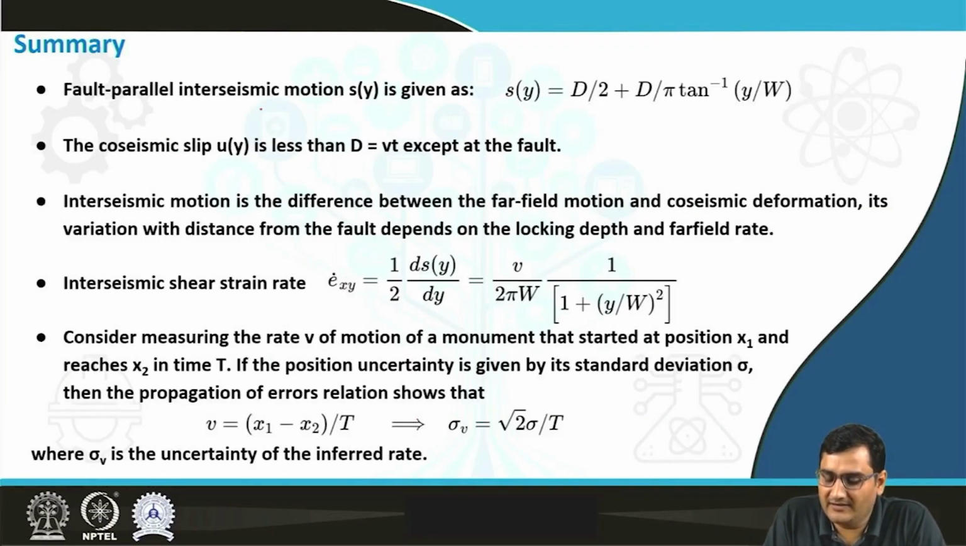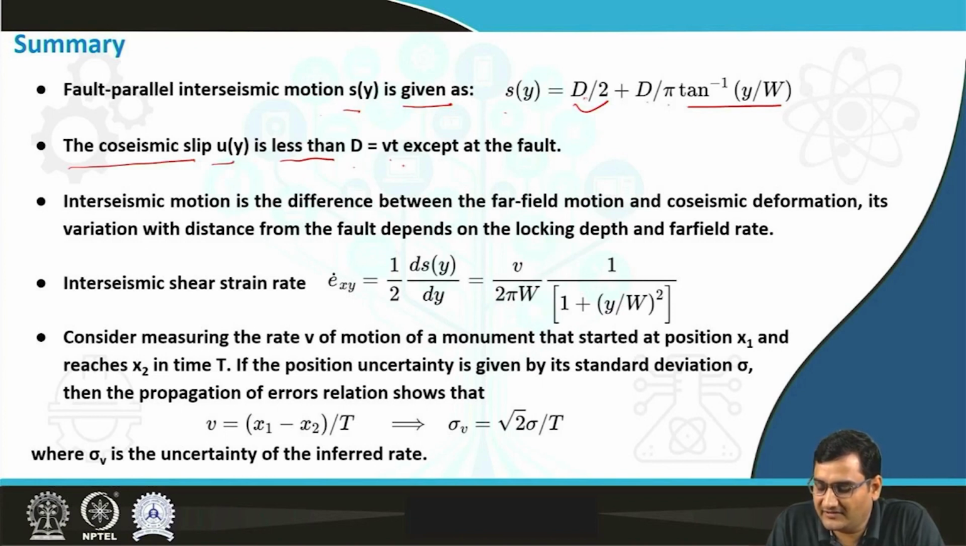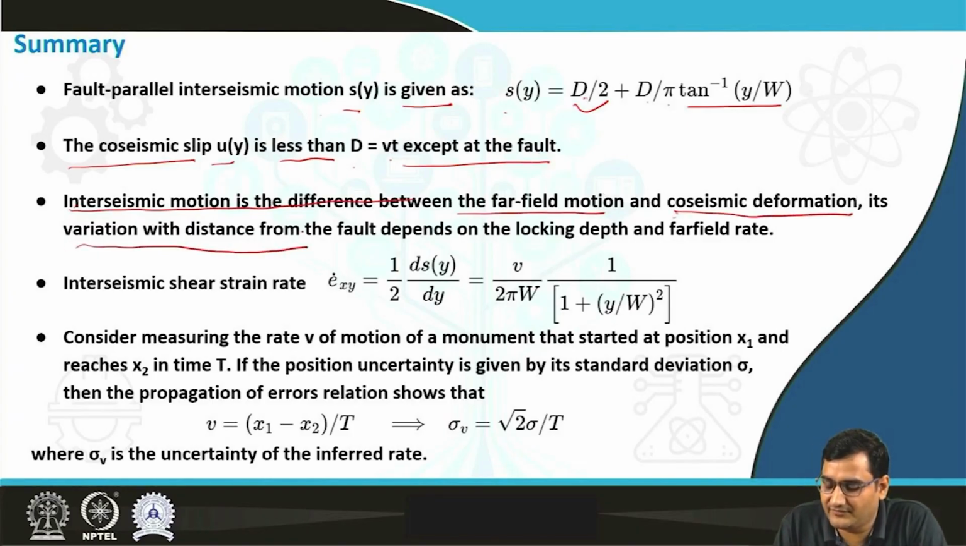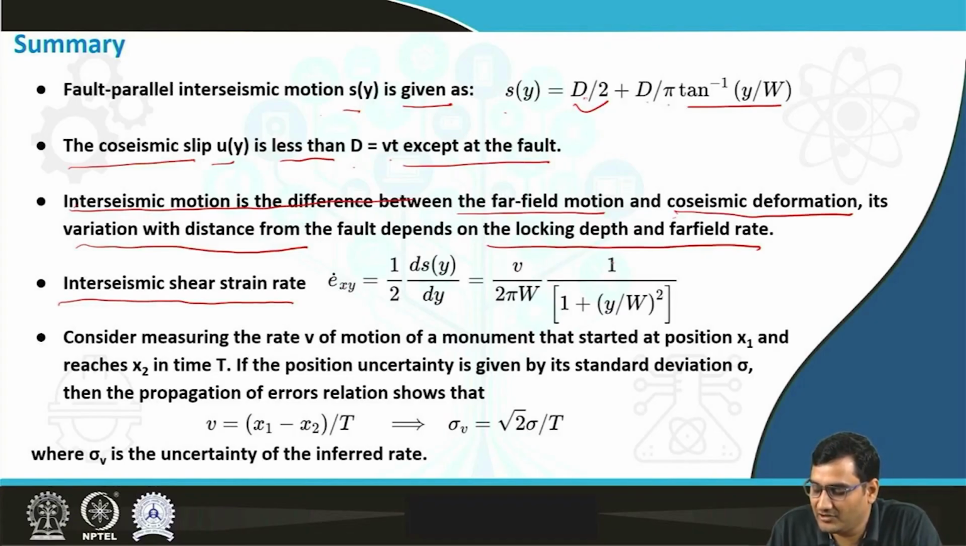Fault parallel interseismic motion S(y) is given as S(y) equals d by 2 plus d by pi tan inverse of y by capital W. The coseismic slip U(y) is less than d, which is equal to V t, except at the fault. Interseismic motion is the difference between the far field motion and the coseismic deformation. Its variation with distance from the fault depends on the locking depth and far field rate. Interseismic shear strain rate, that is epsilon dot xy, is equal to half dS by dy, which is V by 2 pi W times 1 by 1 plus (y by W) squared.